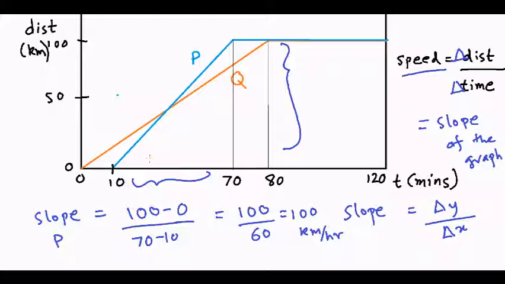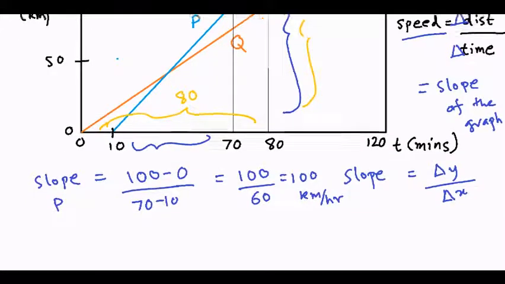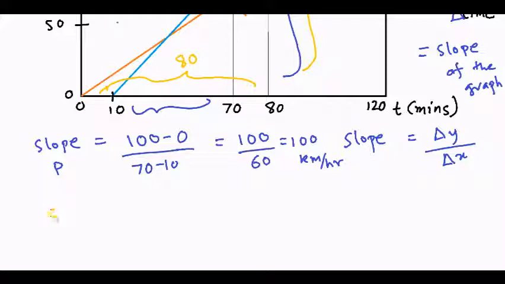Now if you go for Q, you see the y-axis remains the same because it does travel 100 kilometers. Your x-axis is different. It's from 0 to 80. So if I go down, Q is still 100 kilometers, travels 100 kilometers. Maybe I just use a darker shade.